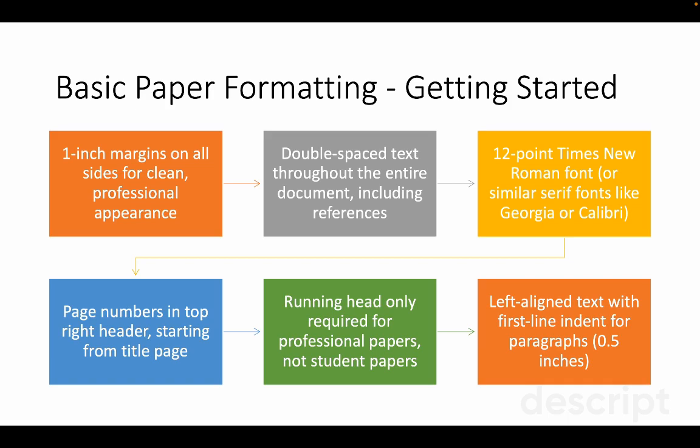Next is the running head, only required for professional papers, not student papers. This is a change from the 6th to the 7th edition. Unless you're writing a professional paper, you do not need to include a running head. The page number at the top right will suffice. As well, finally, left-aligned text with a first line indent for paragraphs, 0.5 inches.